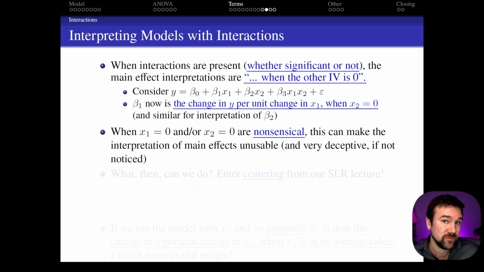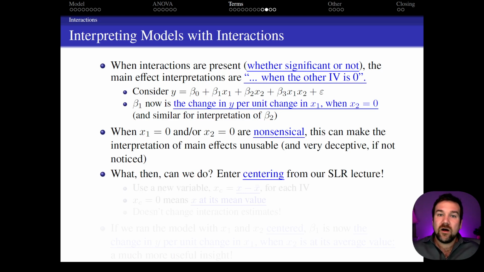Now, if x2 being 0 is nonsensical, that's kind of bad luck for you, because now the parameter estimate for x1 is only written in terms of when x2 is 0. And so, if x2 equals 0 just doesn't mean anything, well, now your test for beta 1 doesn't mean anything because it's at a level of x2 that is unusable. Also, whether or not x1 equals 0 or x2 equals 0 are sensible, if you don't know that this is going on, it can create very deceptive and confusing results. So it's good to keep in mind. All right, so what do we do?